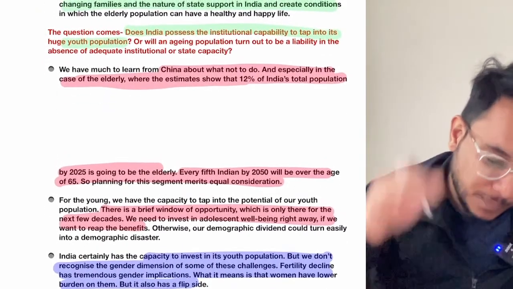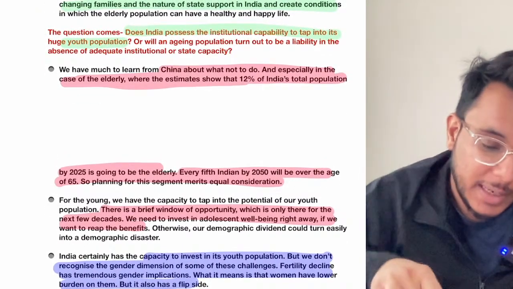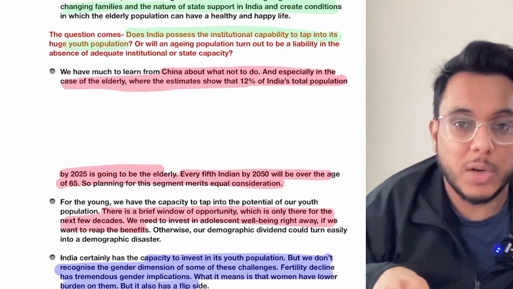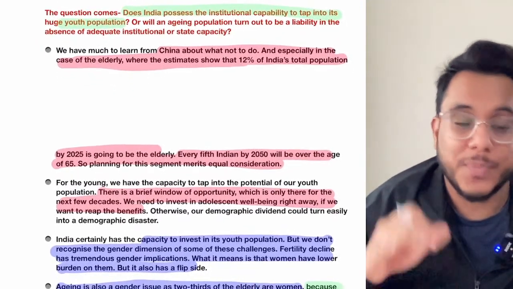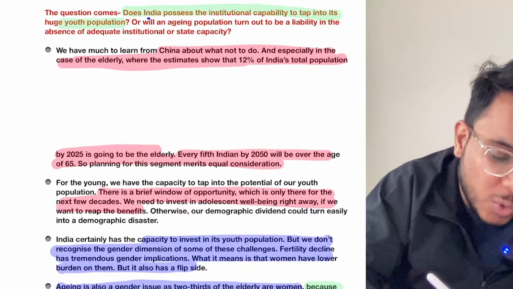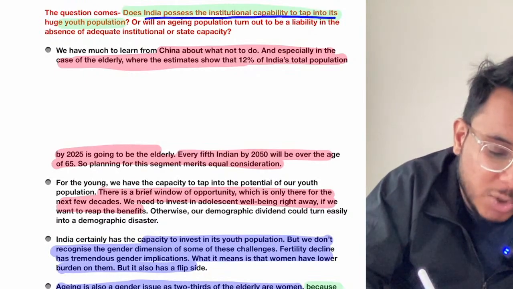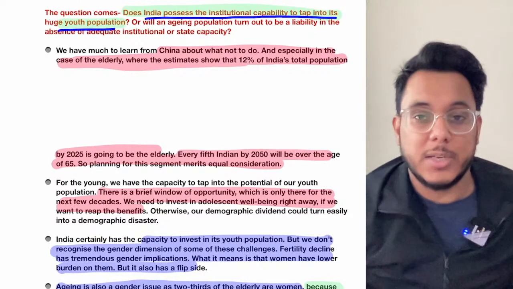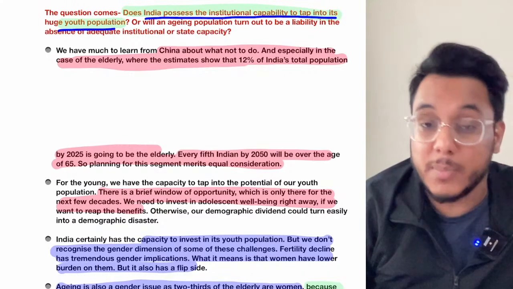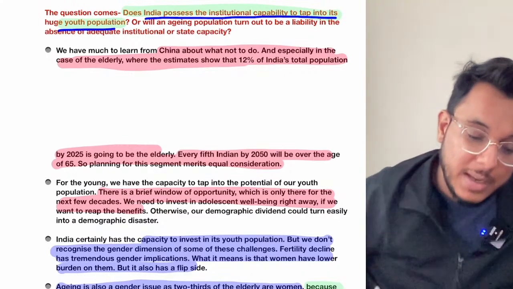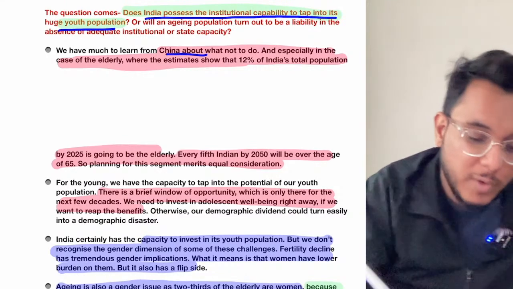Now the article says that we need to understand this population issue more holistically. Does India have the process or the institutional capacity to tap into the huge youth population? We have a youth population, but can we tap into it? Now see, we can learn from China about what not to do.